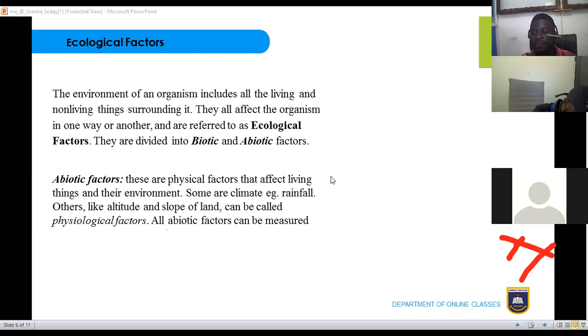We can put values to them. And in the subsequent lessons, I shall be showing you in detail how each of these factors affects life in an ecosystem, and a brief information on how to measure them, some of the measuring units, measuring instruments, and so on and so forth.